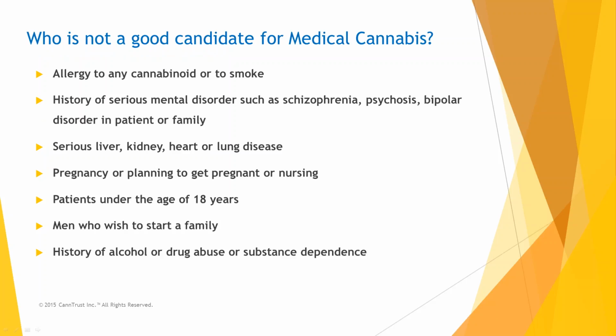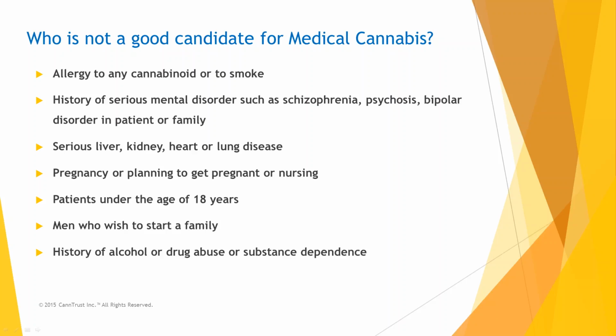So we looked at who are the candidates to use medical cannabis, some scenarios, but similar to any other medication, cannabis is not appropriate for everyone. There are conditions and patients that are not good candidates. Cannabis is not recommended for patients that are allergic to it. If patients have a history of serious mental disorders, such as schizophrenia, psychosis, or bipolar disorders, they are not good candidates for medical cannabis. Because cannabis is metabolized by the liver and excreted through the kidneys, if someone has severe liver or kidney malfunction, they're not excellent candidates, or patients that have heart or lung diseases.